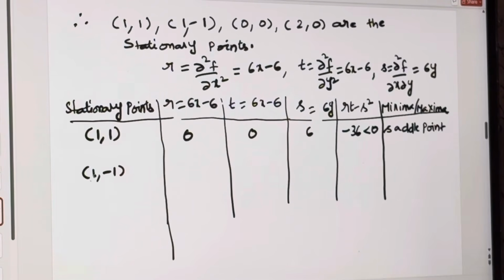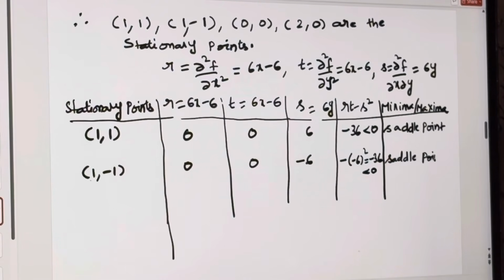Similarly, 1 comma minus 1 is the value. Okay, whenever you are substituting x is equal to 1 and y is equal to minus 1, your r is equal to 0, your t is equal to 0, your s is equal to minus 6 you are getting, क्योंकि y के जगह minus 1 put किया है. Similarly, what is rt minus s square? It is nothing but minus of minus 6 the whole square which is minus 36. Again it is less than 0. Since the condition is not satisfied, again we call the point 1 comma minus 1 as saddle point.